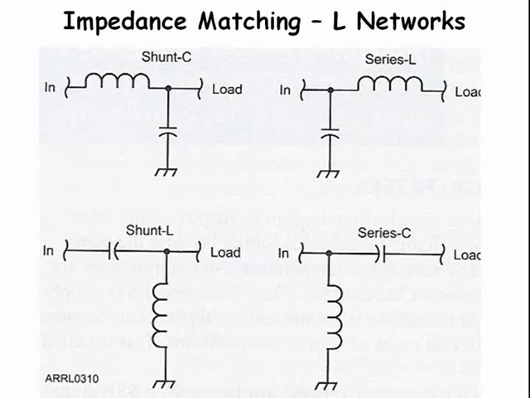The simplest LC impedance matching network is the L network. The choice of which circuit to use is determined by the ratio of impedances to be matched and the practicality of the component values to be used.